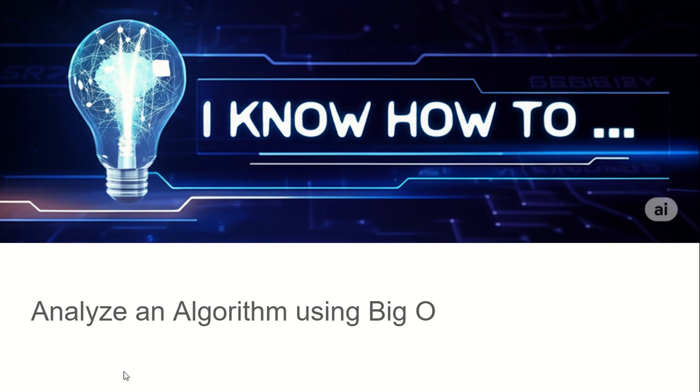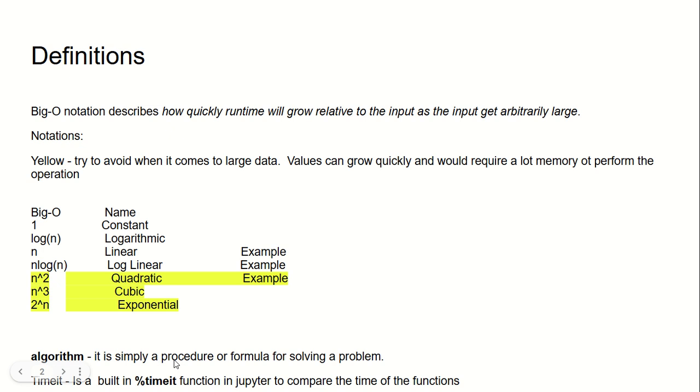Today we're going to talk about how to analyze an algorithm using Big O. Big O describes how quickly runtime will grow relative to the input as the input gets arbitrarily large. There's different kinds of Big O notations. The ones you want to steer away from are the ones in yellow. These are the ones that when data grows very large, it requires a lot of memory to perform the operations.